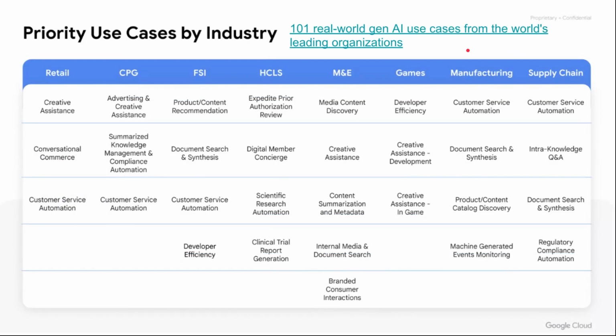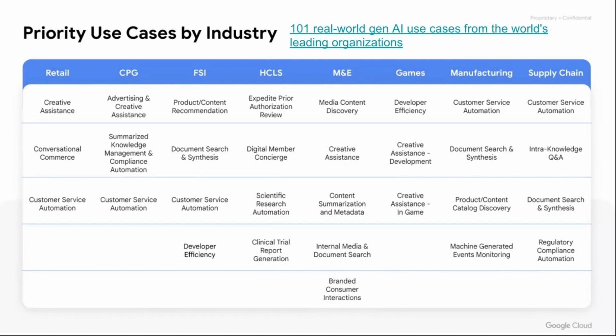If you can see on the top of the screen here, if you have an opportunity, we do have a public Google Cloud blog post in regards to 101 real generative AI use cases with some leading organizations at GCP. So if you have an opportunity, please type that into Google and you can find that blog post.